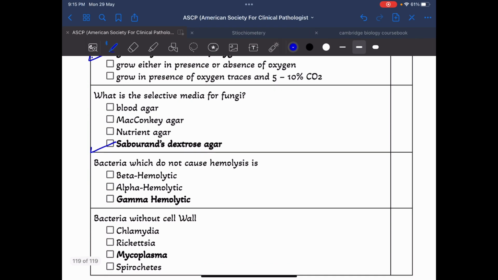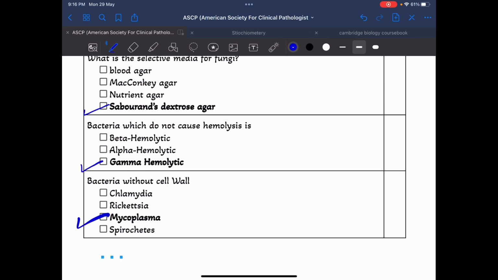Bacteria which don't cause hemolysis is: beta hemolytic bacteria, alpha hemolytic bacteria, gamma hemolytic bacteria. Bacteria which don't cause hemolysis are called gamma hemolytic. Bacteria without a cell wall is: chlamydia, rickettsia, mycoplasma, spirochetes. The correct answer is mycoplasma. We came to the end of part 1 of microbiology MCQ.